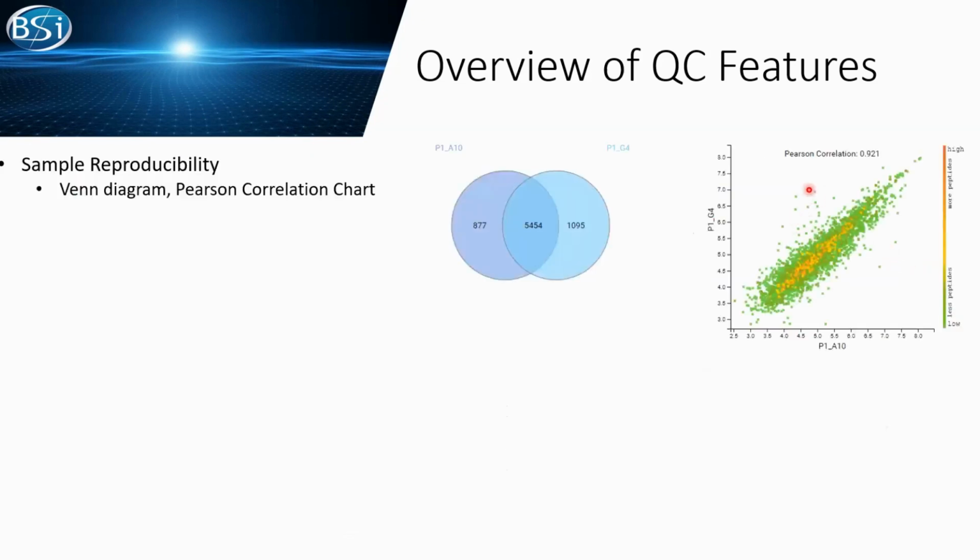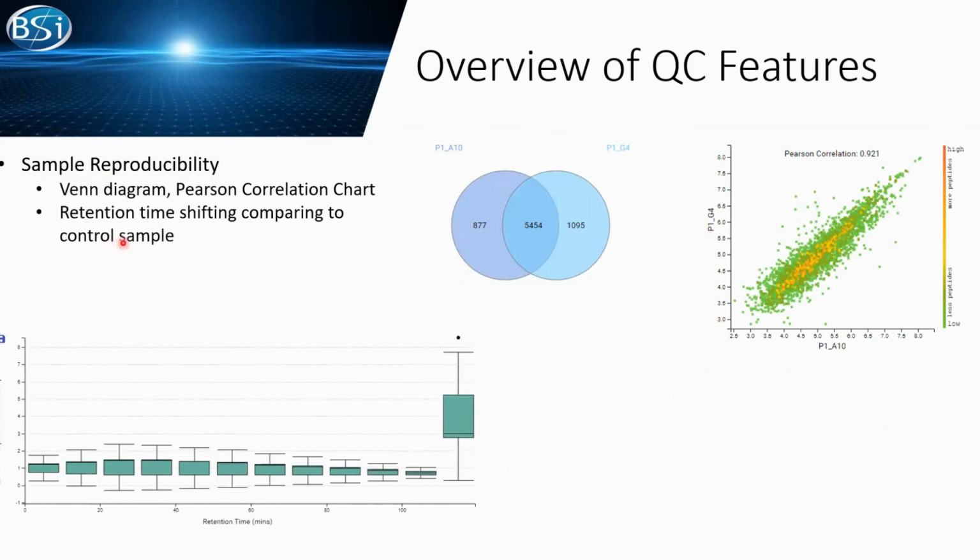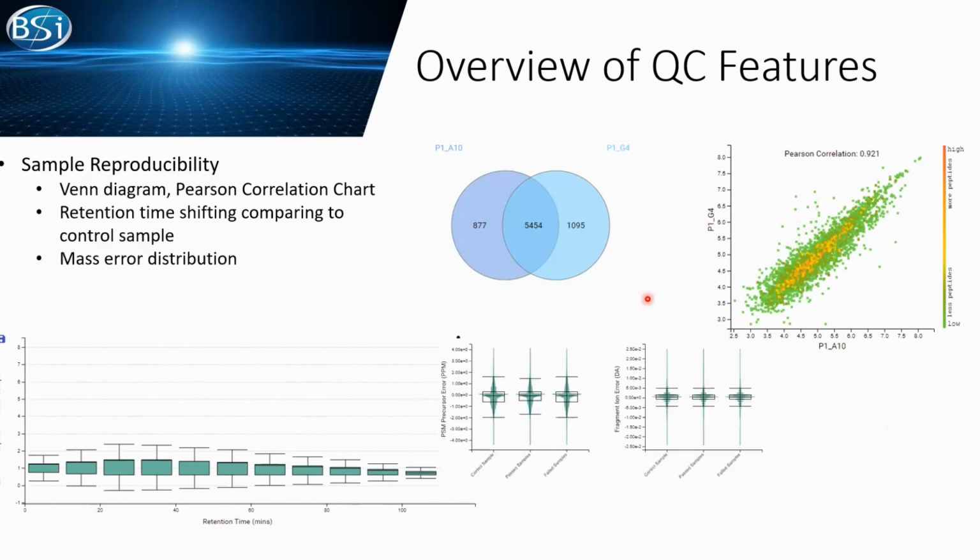Not only can we do variation, we can also check the sample reproducibility. We provide the Venn diagram to see what kind of overlap there is between the samples, the Pearson correlation chart, your quantification relationship between any two samples. Plus, we also give out the retention time shifting box plot here to tell you how your LC behaves. The mass spec error violin chart, and if you are doing quantification, a CV chart is also shown to help you see what's the variation between your quantification.